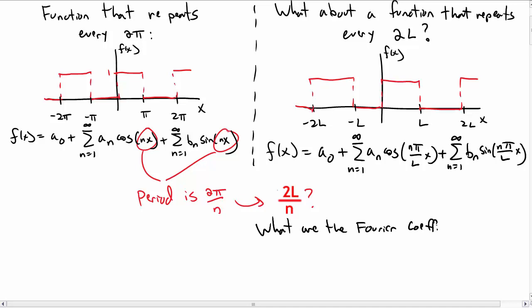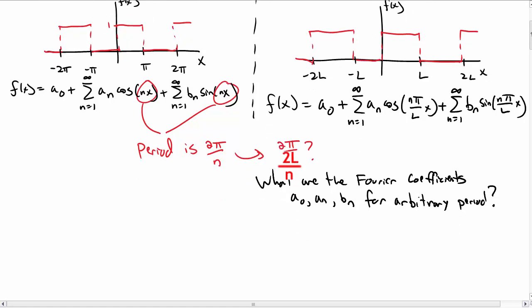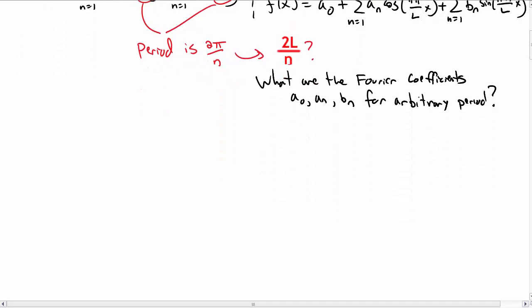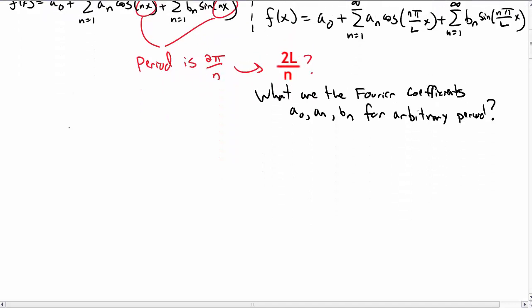But what are the Fourier coefficients? The a0, a sub n, and b sub n. How do we find these coefficients? Well, we're going to use a trick that we used in a previous video, which is we're going to use orthogonality. We're just going to sketch the idea here.